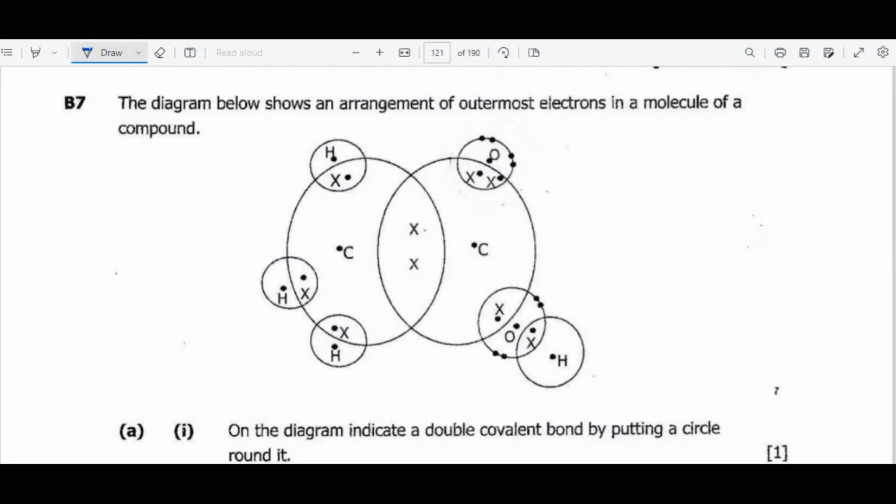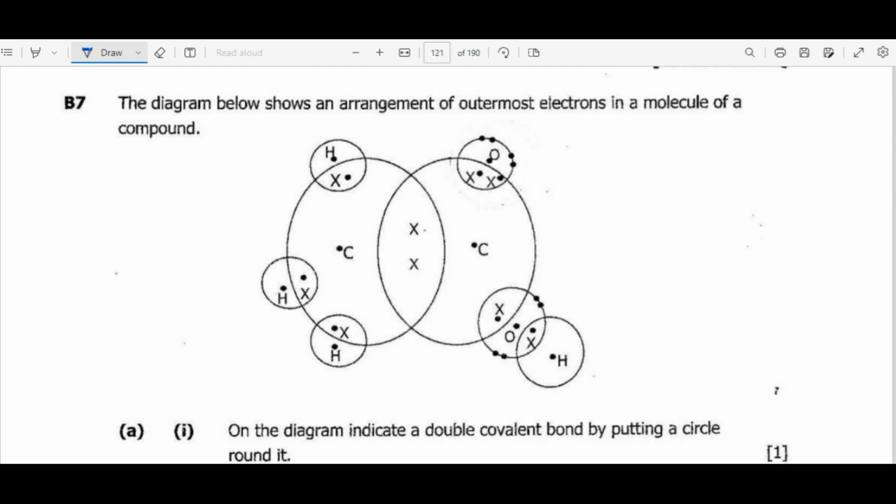Welcome viewers. Before us we have a question in chemistry, and this question, as we can see, has a bit of covalent bonding, then more concepts, and a bit of organic chemistry. So now let's read through the question. The diagram below shows an arrangement of outermost electrons in a molecule of a compound.